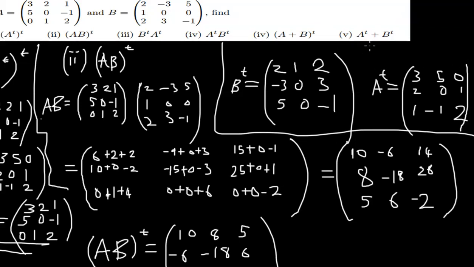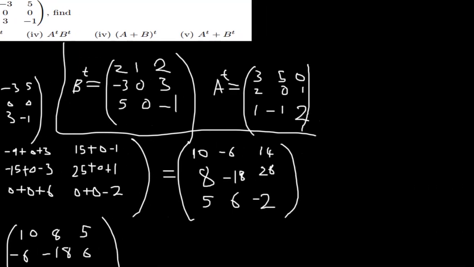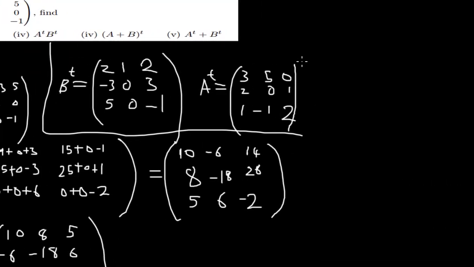Here, let me just explain the last one before I do the fourth one. The last one here is just A transpose plus B transpose. So in short, let me answer the last one before I answer the second last. Okay, so this is question 5, which says A transpose plus B transpose.